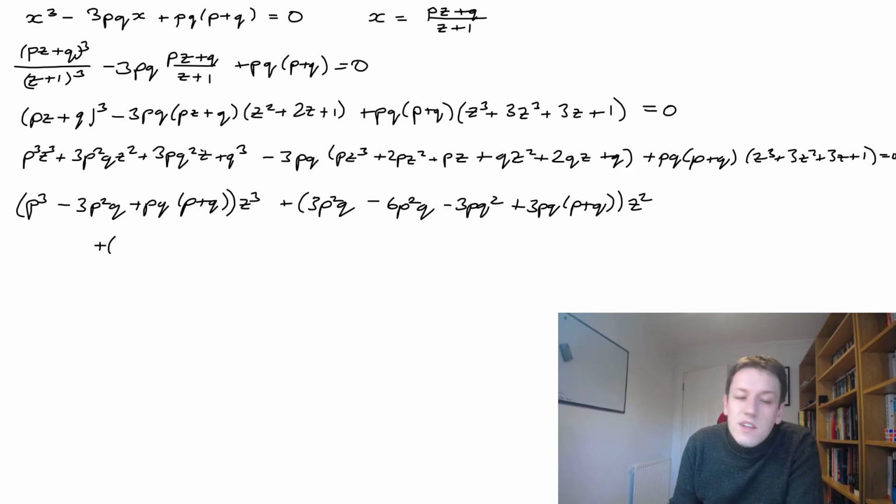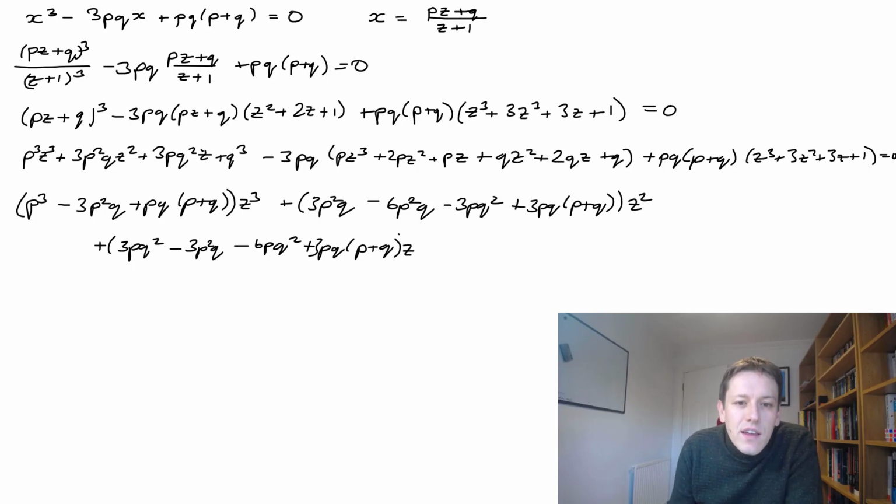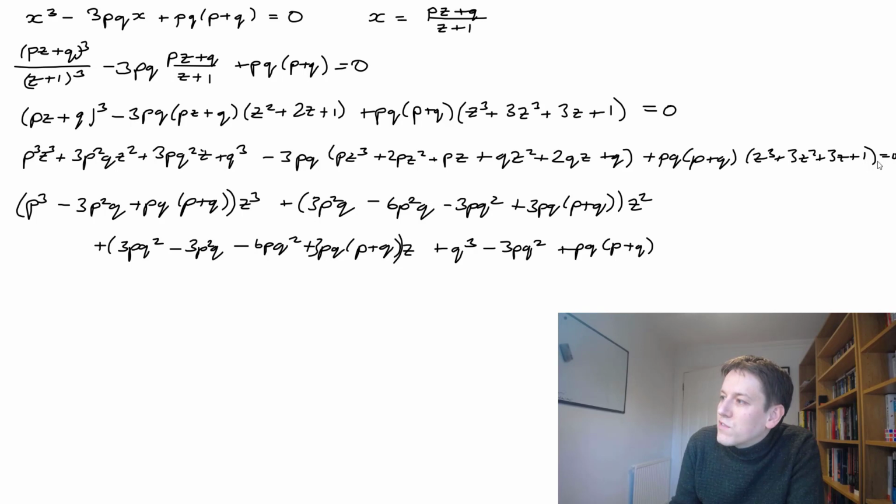And then for the z terms, we've got 3pq squared, and then I've got minus 3p squared q from this term, and I've also got this term here, which is minus 6pq squared, and from the final term a pq times (p + q) times 3z, so let's put a 3 in front there, and then for the constant terms we've got a q cubed, and then this one here is minus 3pq squared, and then finally I've got a plus (p + q) from this one here, and that's all going to be equal to 0.